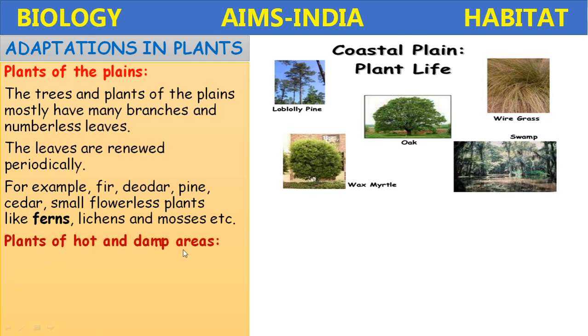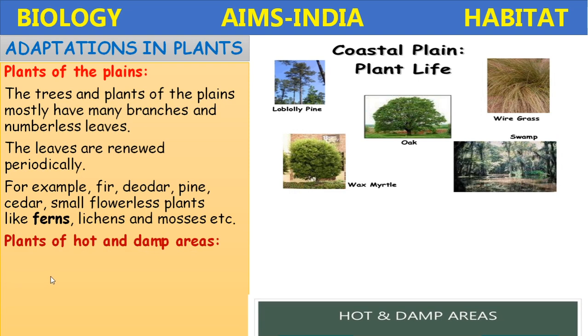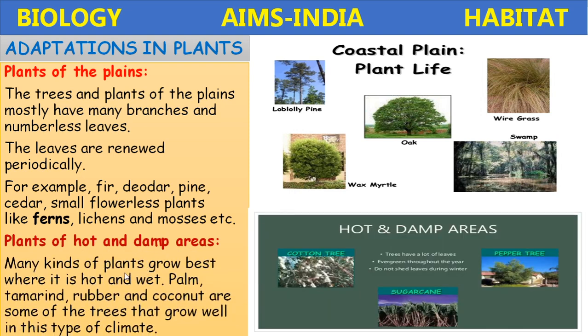Plants of hot and damp areas. The plants of this kind grow best where it is hot and wet. Palm, tamarind, rubber and coconut are some of the trees that grow well in this type of climate. See this picture: coastal plain plant life, pine, oak, wiregrass, swamp myrtle. Most of these plants are very green.